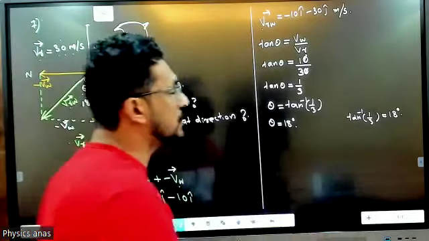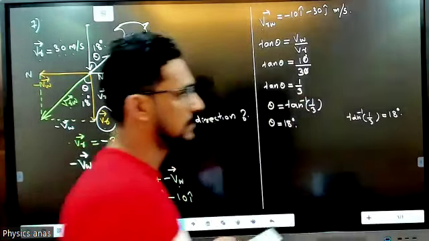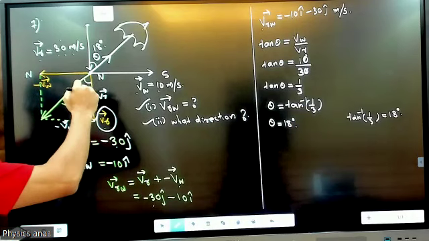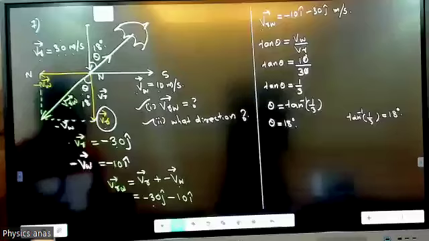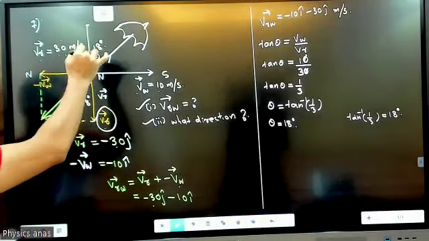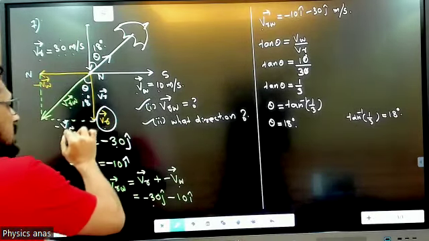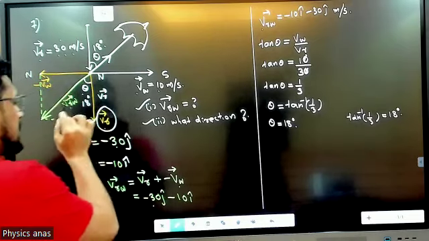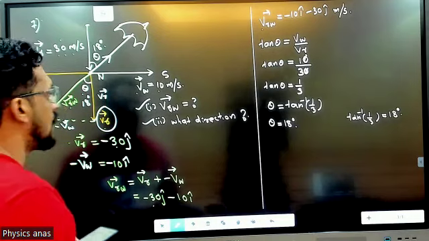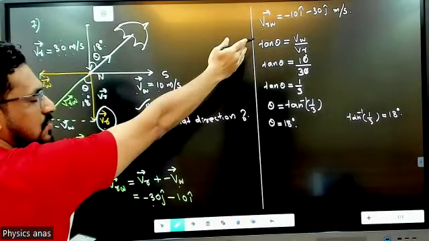Okay? And you need to find in which direction the woman should hold the umbrella. How can you find that? If this is theta, there will be an opposite theta here. In that direction, she should hold the umbrella. To find theta, you can use tan theta. What is tan theta? Opposite side by adjacent side. This is the opposite side VW. What is the adjacent side? That is VR. I'm just taking the magnitude only.